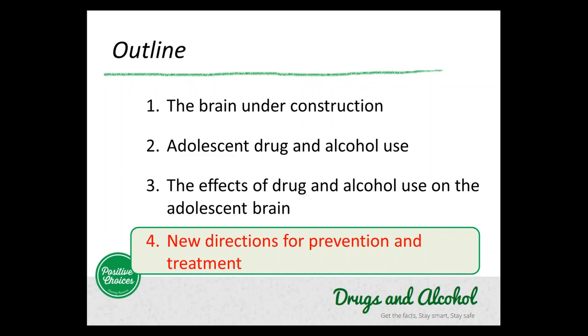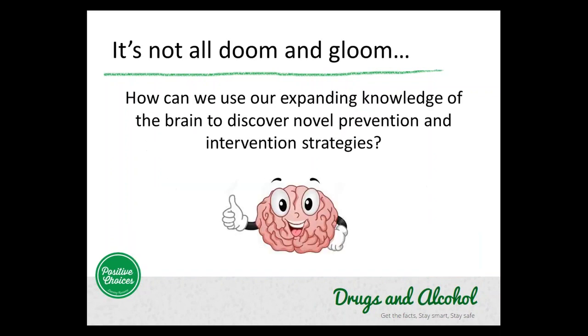So in this final section, I just wanted to give a quick introduction about treatment and prevention strategies. I have felt a little bit like everything I've been talking about so far has been a bit of doom and gloom. Now I want to talk about some more positive stuff. How can we use our expanding knowledge of the brain to discover novel prevention and intervention strategies?